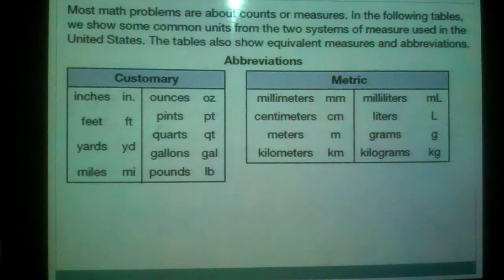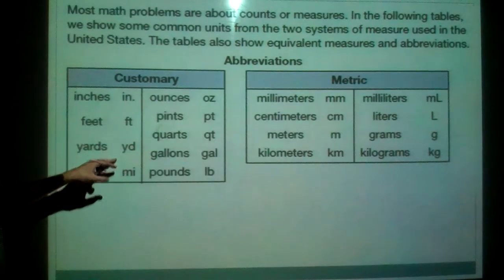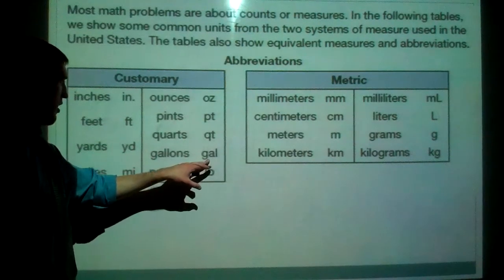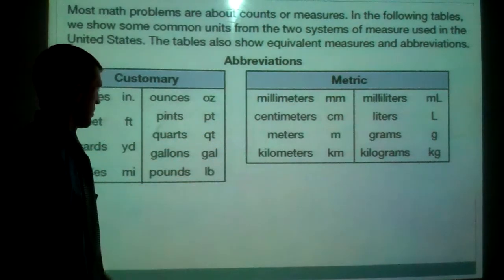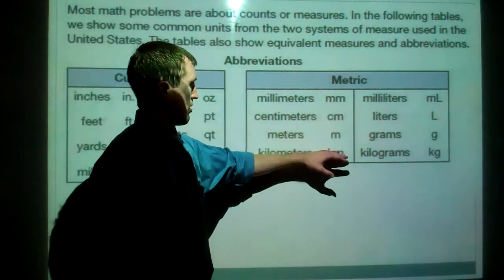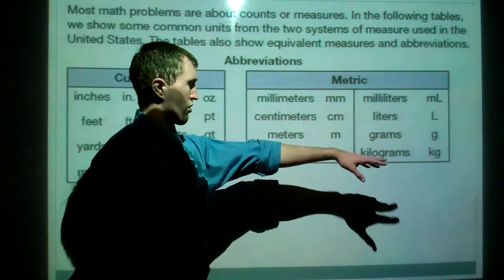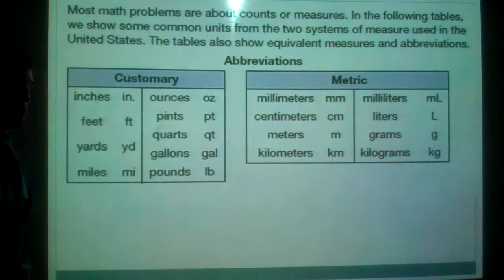But anyway, these are abbreviations: inches, feet, yards, miles, pounds, gallon, quart, pint, ounce. And then we have millimeters, centimeters, meters, kilometers, kilograms, grams, liters, milliliters.